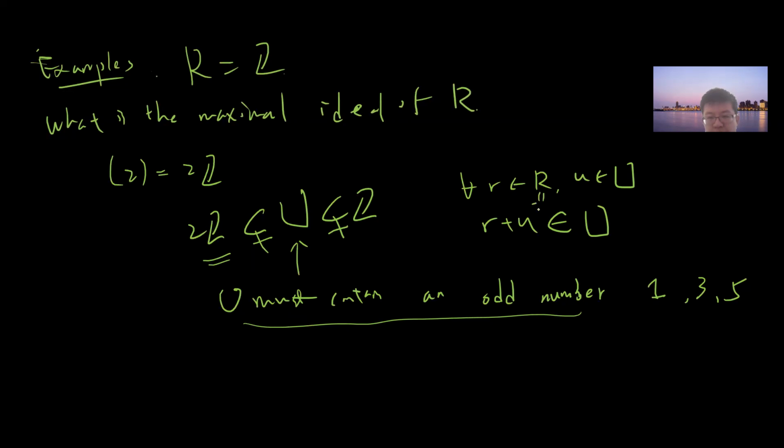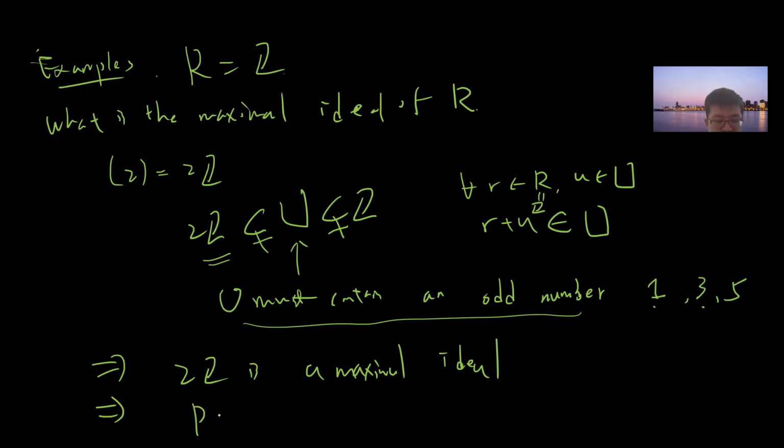So now your R is the integers, right? So that means if you have 1, then you must have 3, you must have 5, right? You keep going, and finally your U becomes Z. Okay, so this shows that 2Z is a maximal ideal. And then you can show that any ideal generated by a prime number is a maximal ideal.